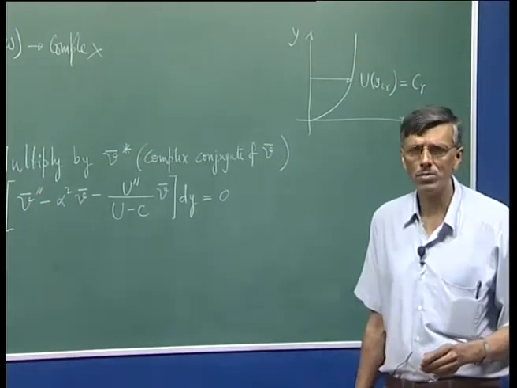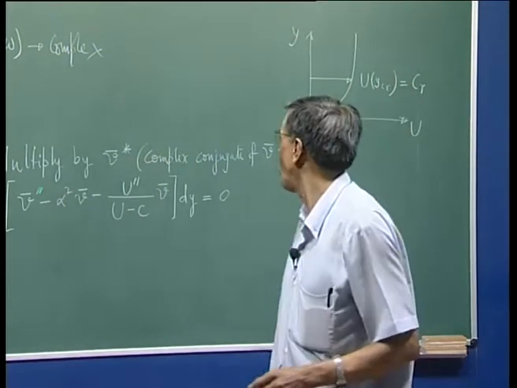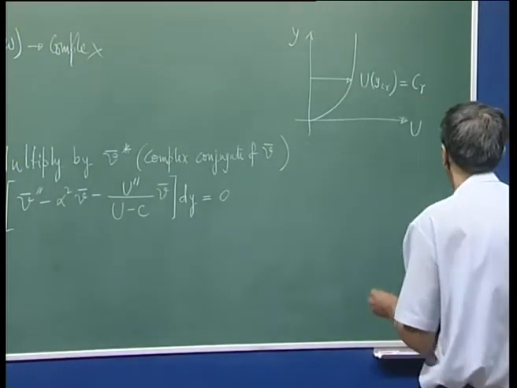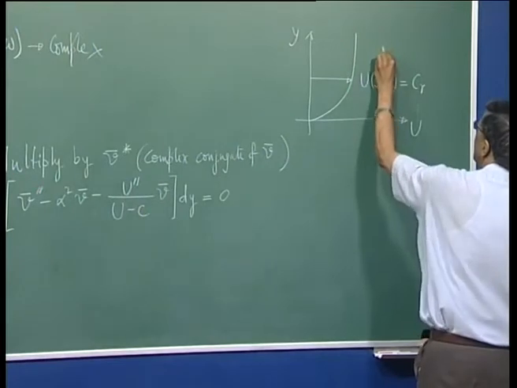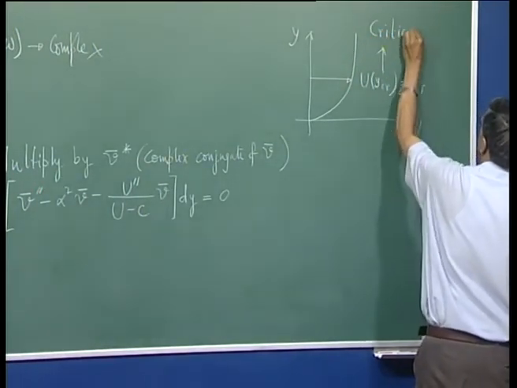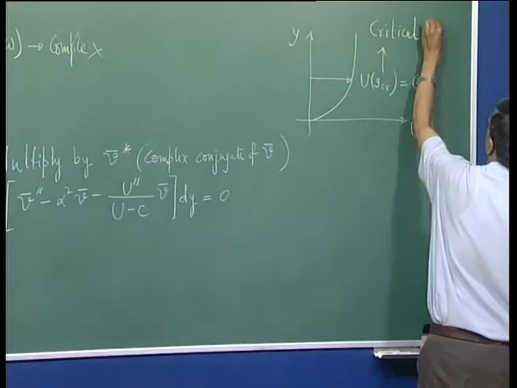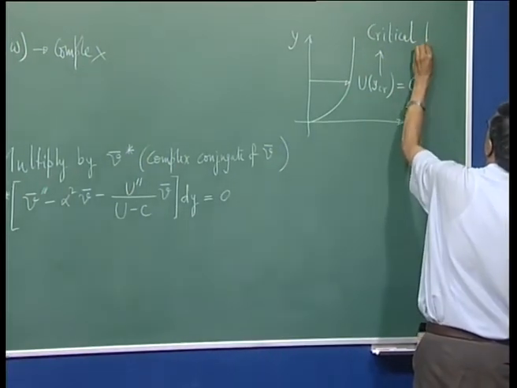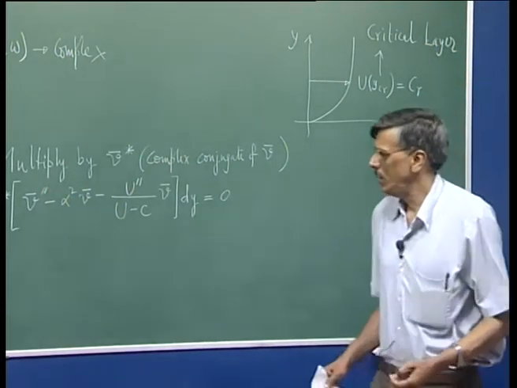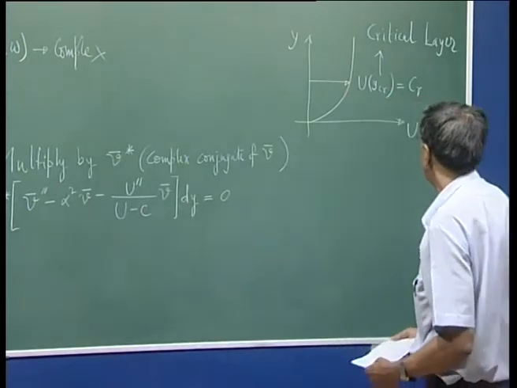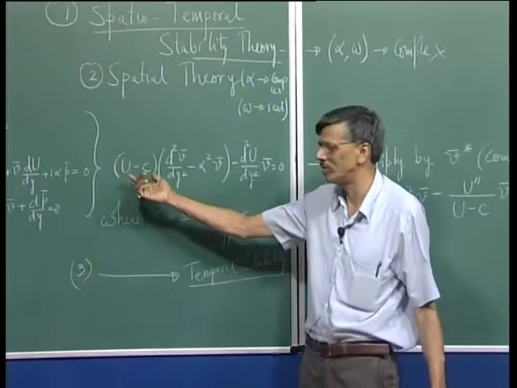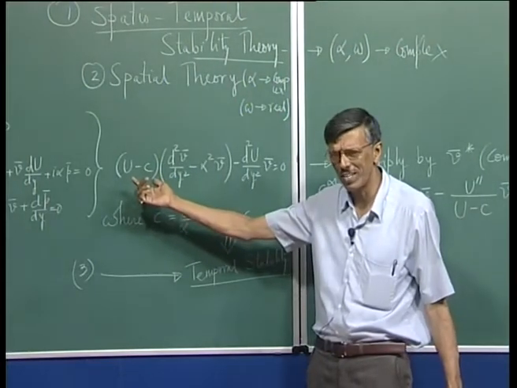So, what happens is basically I will call that as the critical height. So, y_cr is the critical height at which u minus c_r equal to 0. And if you look at this equation, what happens? This equation becomes degenerate, no?